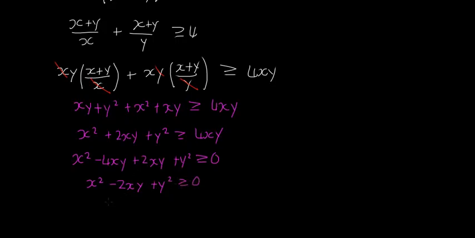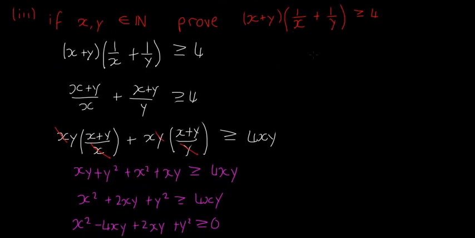And now we can perfect the square. So that's going to be x minus y all squared is greater than or equal to 0. And this is true. And therefore, the statement at the start that we're asked to prove is also true. Right? So hopefully that one's done.